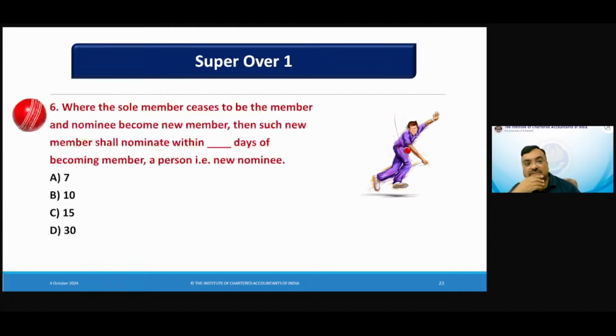And last is the sixth ball of the over. Where the sole member ceases to be a member and the nominee becomes the new member, then the new member shall nominate, within how many days of becoming a member, a person as the new nominee? 7, 10, 15, 30.